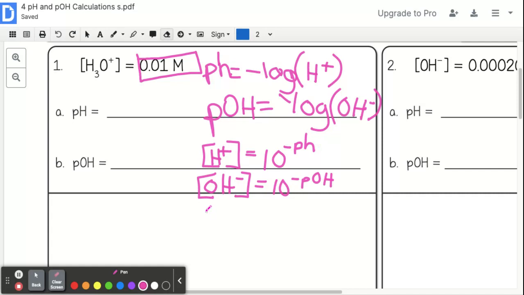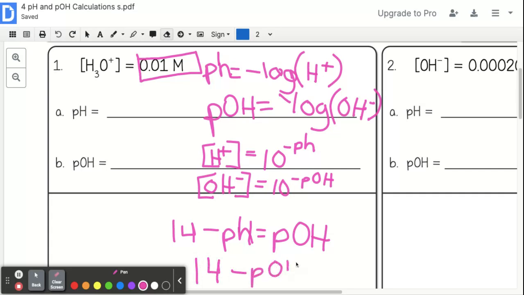And that conversion is just going to be 14 minus either one of them. So if I have 14 minus pH, it's going to be your pOH. And then the other way around is also true. So 14 minus your pOH equals your pH. Keep wanting to write that as a lowercase, sorry. So that's your conversion between all of these things.